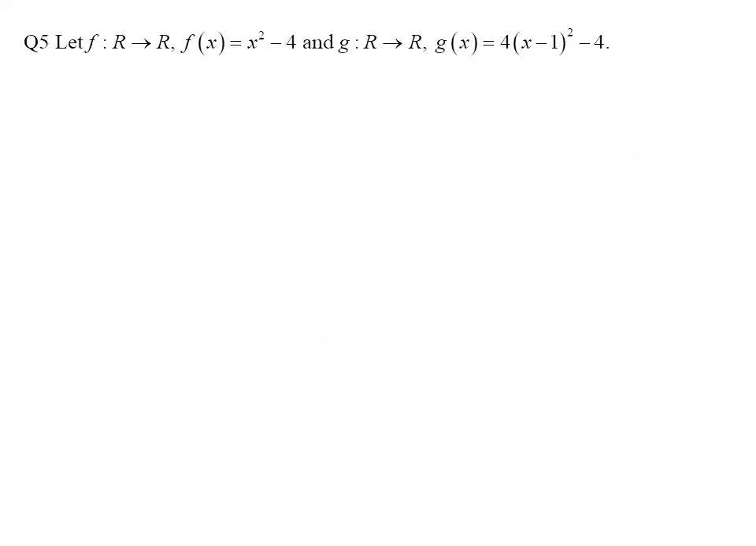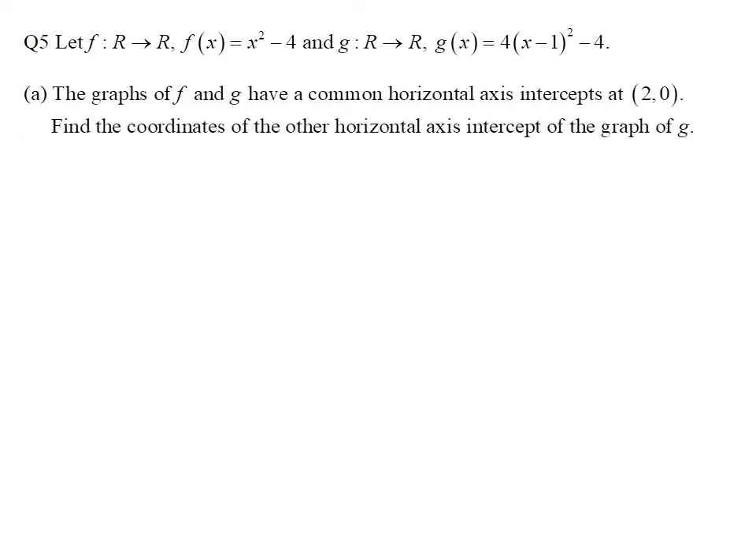There are 2 functions in question 5, as you can see. f of x equals x squared minus 4, while g of x equals 4 times (x minus 1) squared minus 4. Question A is to find the x-intercepts of g of x, given that f of x and g of x have a common x-axis intercept at (2, 0).